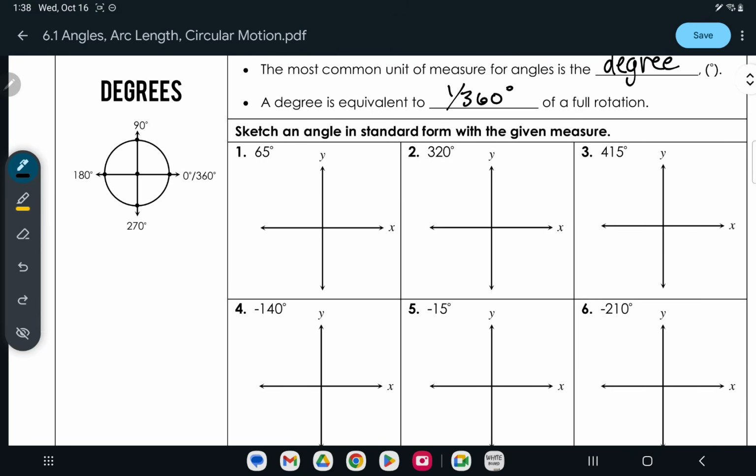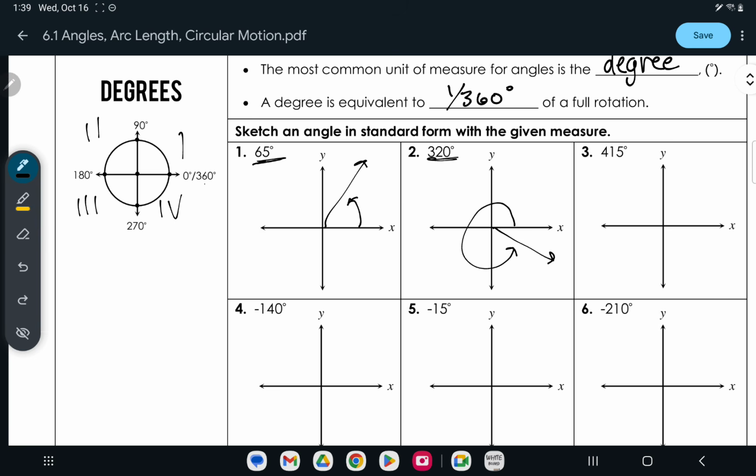If I look at a coordinate grid here as quadrants 1, 2, 3, and 4, we can sketch where these angles could be. 65 is between 0 and 90, so it's going to be somewhere here, and then we draw an arrow to show the direction. I'm going from the x-axis counterclockwise to give me this 65. 320 is going to be in quadrant 4. Start at the x-axis and go counterclockwise all the way to the terminal side.